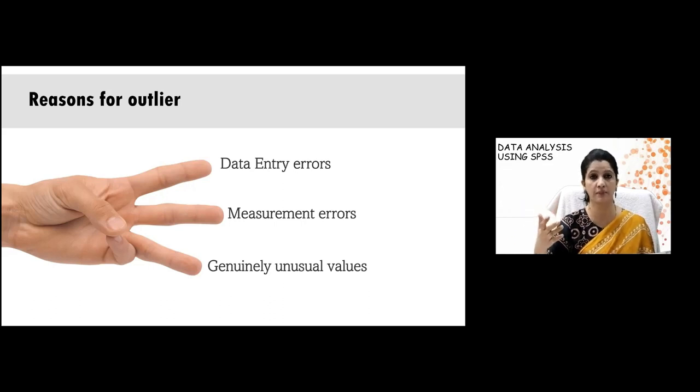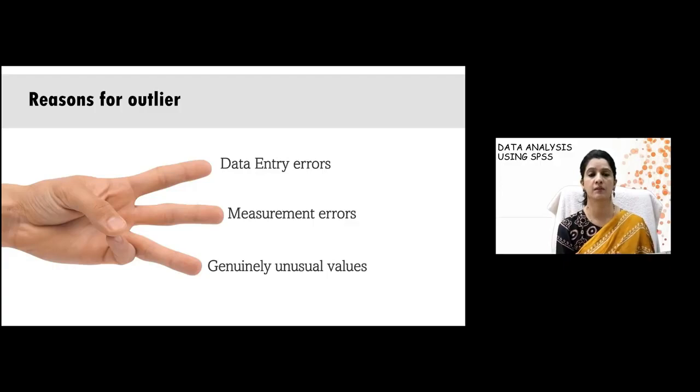If the machines are not calibrated, many times you will have a sample test result that you won't believe, that there must be some error with the machine, so you send the sample again for rechecking. So there could be measurement error by the particular tool you are using to test your data, or there could be genuinely unusual values. So there could be 3 possibilities: either it is a data entry error, or it is a measurement error, or it is a genuinely unusual high or low value.